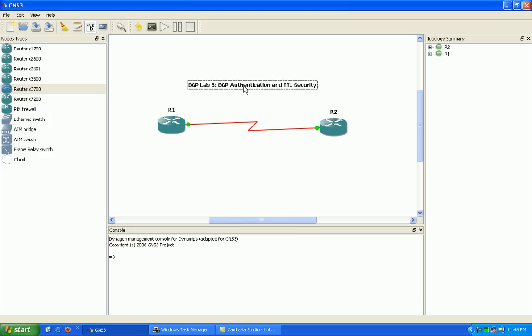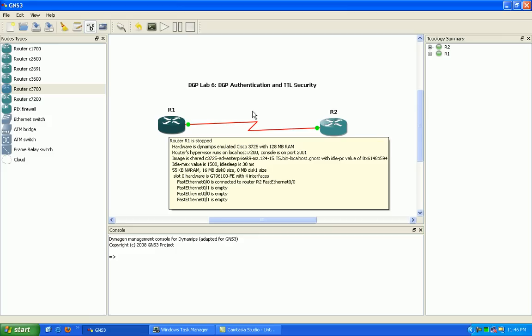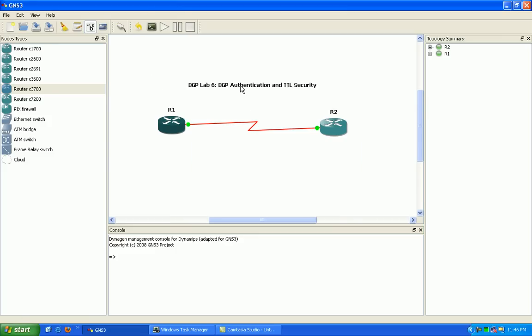As you might already know, BGP authentication basically just allows the peer to come up only if the authentication process is verified. So what we're going to do here is set up BGP between router 1 and router 2. Then we'll take a look at BGP authentication. We'll do some show commands to verify connectivity, maybe some debug commands to verify exactly what's going on in the process. And then we'll take a look at BGP TTL security.